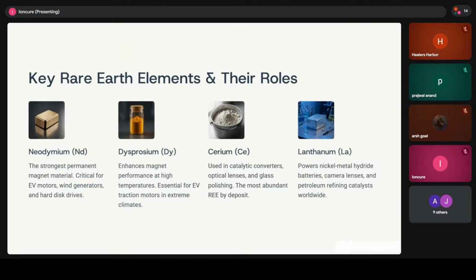Cerium is widely used in glass polishing, catalysts, and optical systems. Lanthanum is important for batteries, camera lenses, and petroleum refining. These materials form the physical foundation of many advanced technologies, including AI infrastructure.